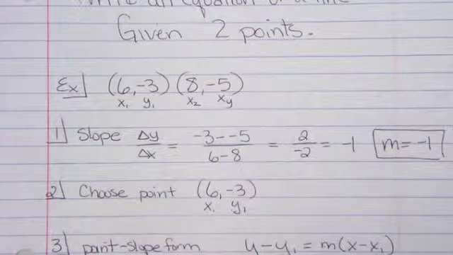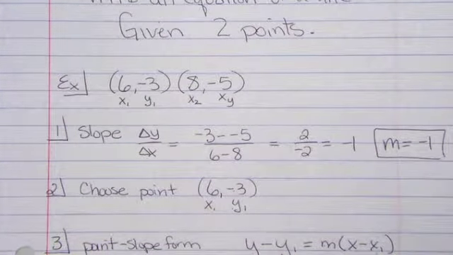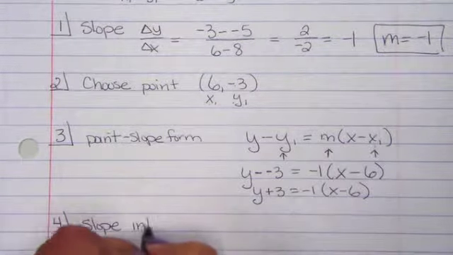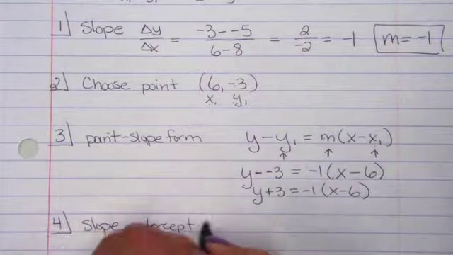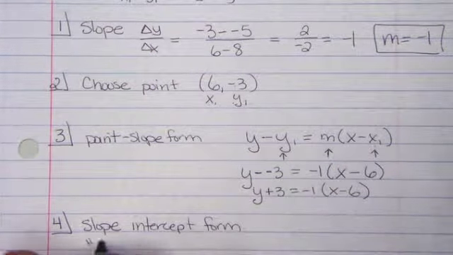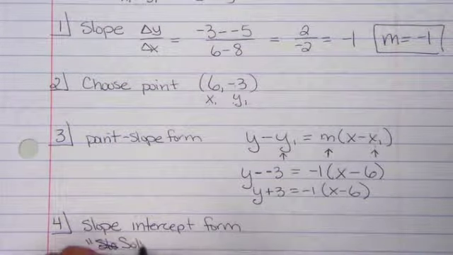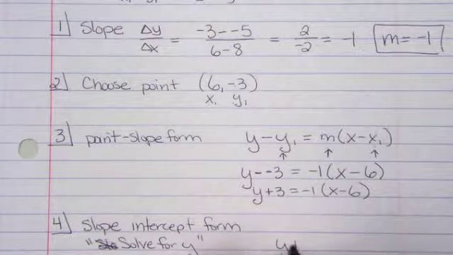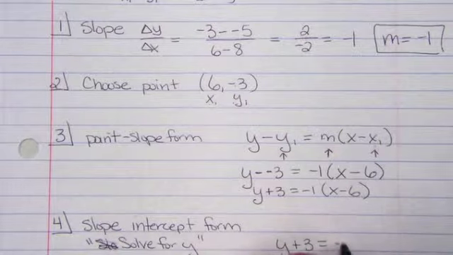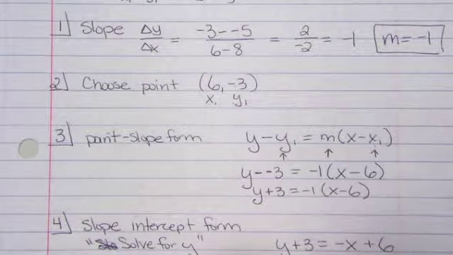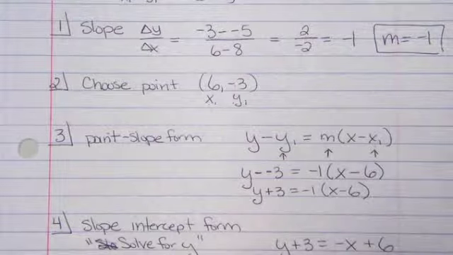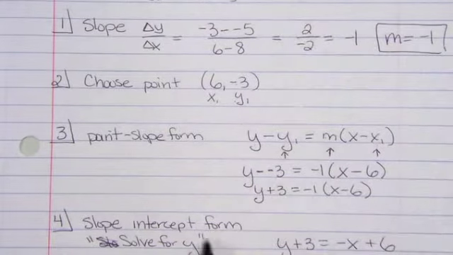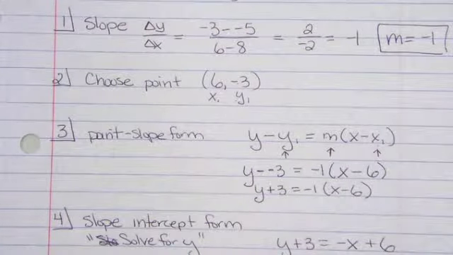You could be done, but you could also put this into slope-intercept form, which basically means solve for y. So over here, I would then distribute the -1 and then subtract the 3. And this is my equation in slope-intercept form.